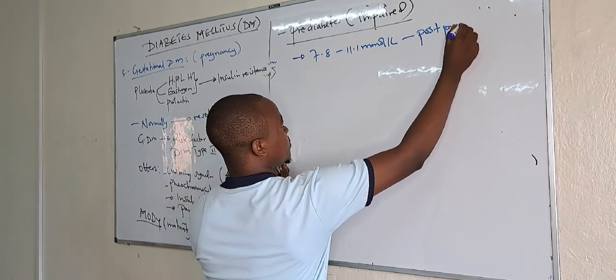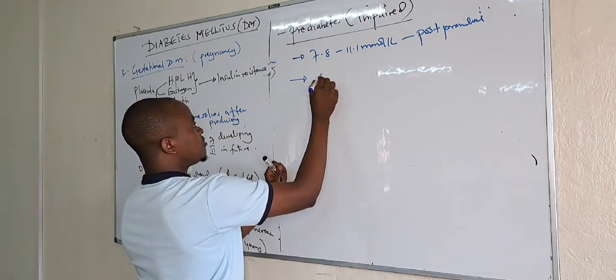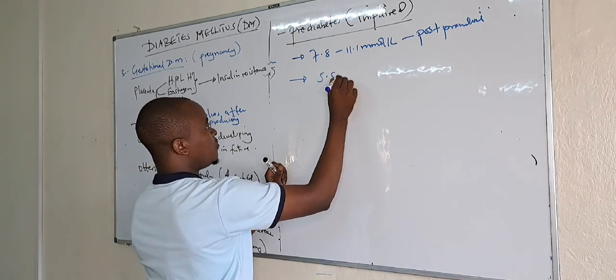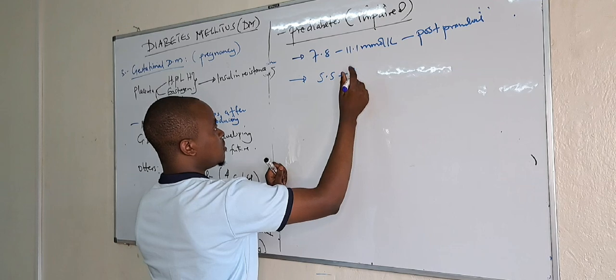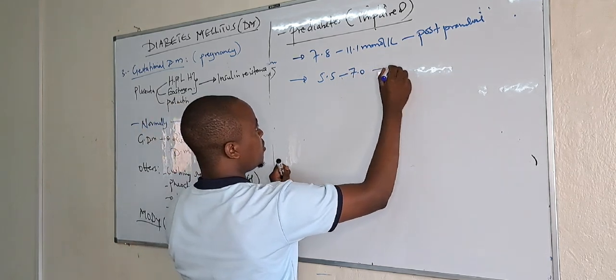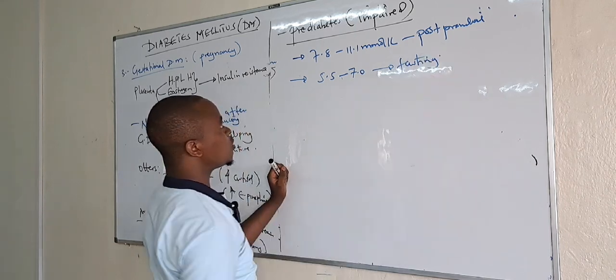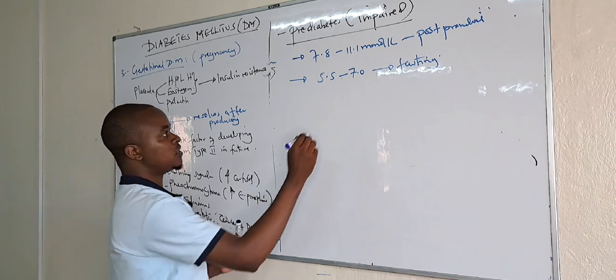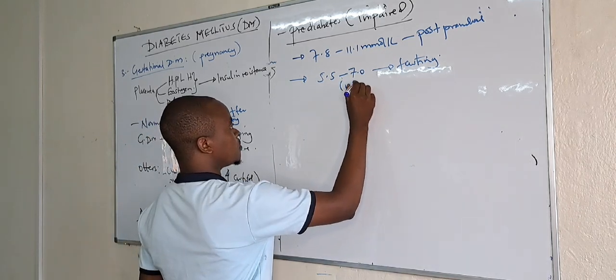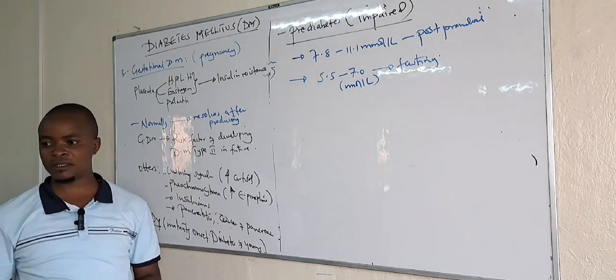for postprandial, or you have fasting levels between 5.5 to 7.0 for fasting. This is what we call prediabetes. This is in millimoles per liter.